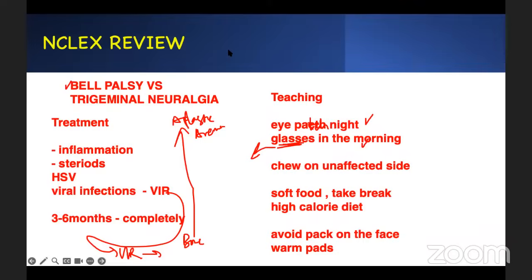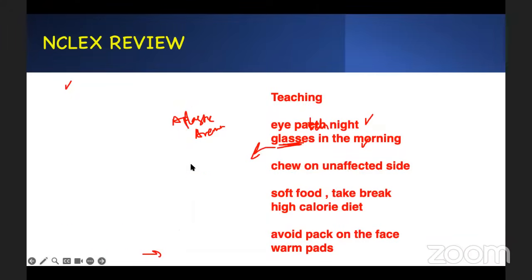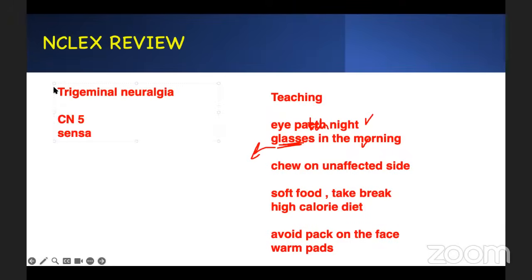Now, so that's cranial nerve 7. The trigeminal is different. It looks the same, but it's different. And this is cranial nerve 5. It's mostly sensory, so sensation, with only a few motor functions. It's called trigeminal because there are 3 segments of it.